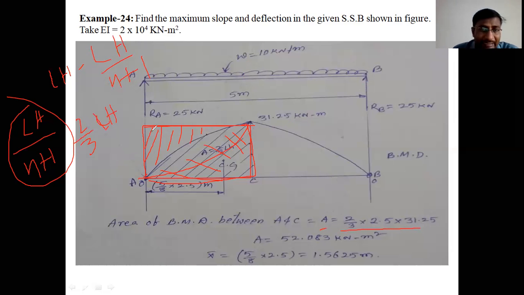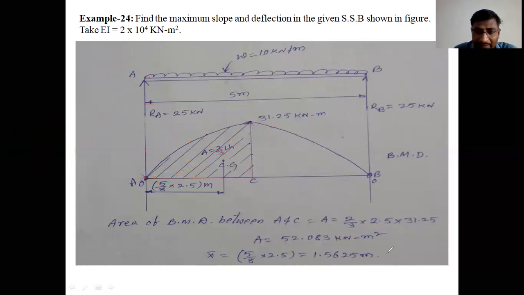2/3 of L, where L is the horizontal distance between A and C, that is 2.5, because the total length of the beam is 5 meters. The length of the beam between A and the center point is 2.5. So 2 by 3 into 2.5 into H, the height of the diagram, which is 31.25 kilonewton meter. Then we get the area of the bending moment diagram as 52.083 kilonewton meter square. Clear, students? Like this, you have to calculate the area of the shaded required area.